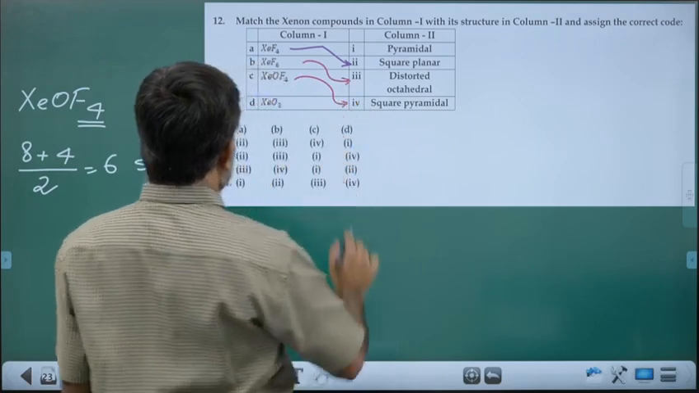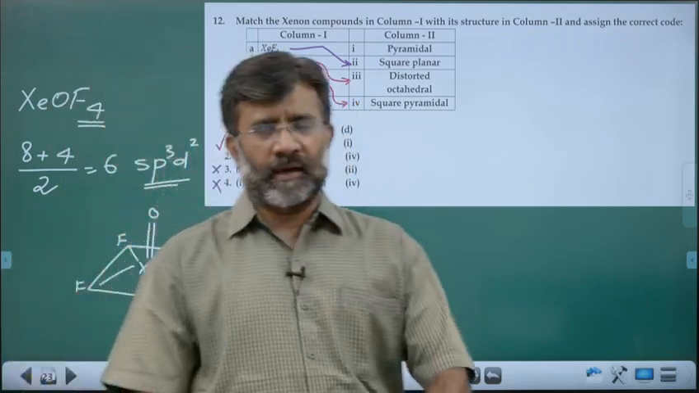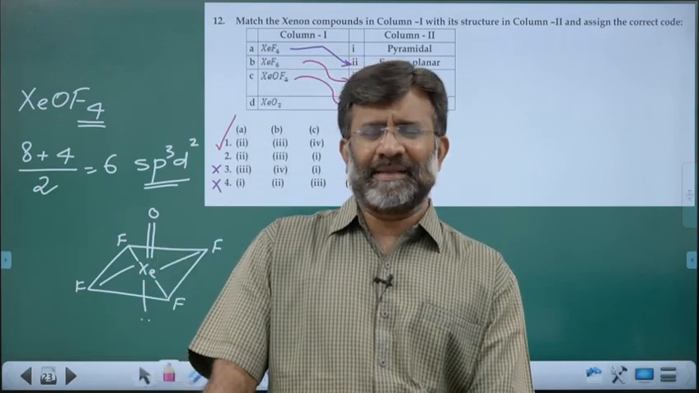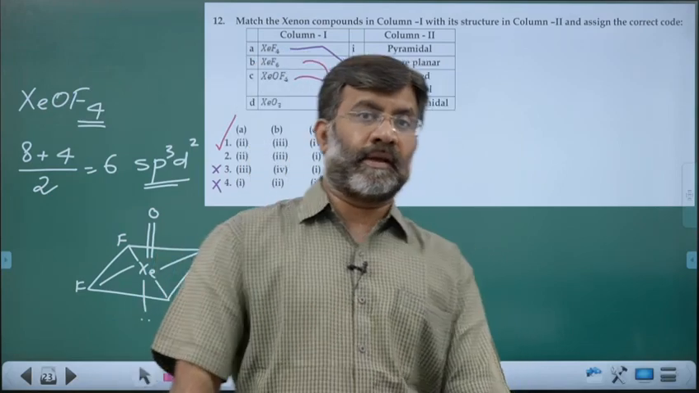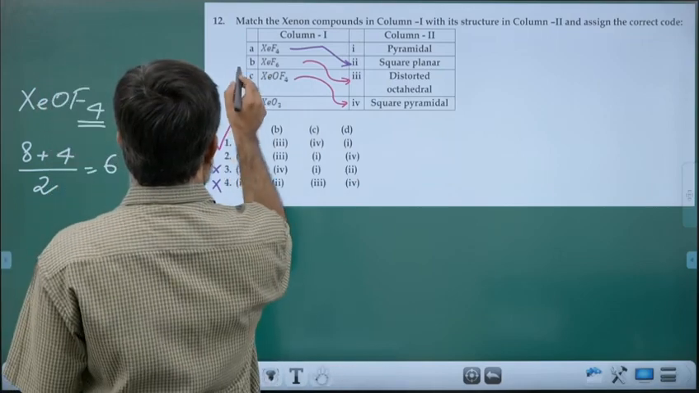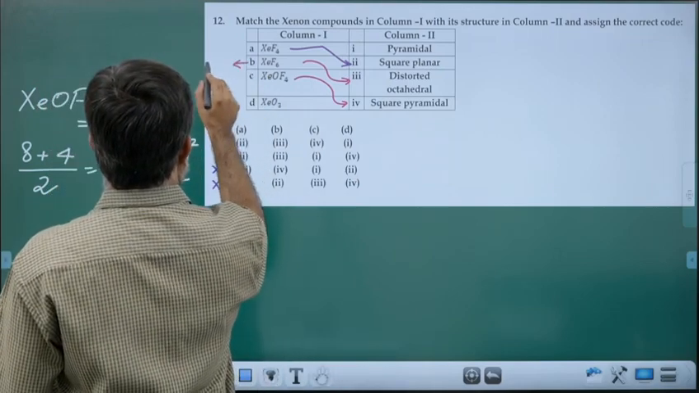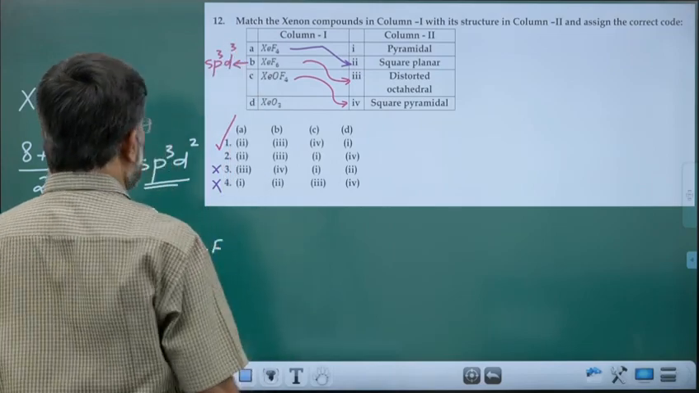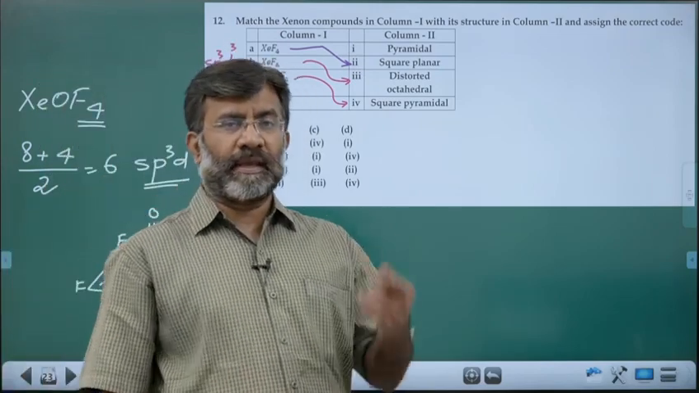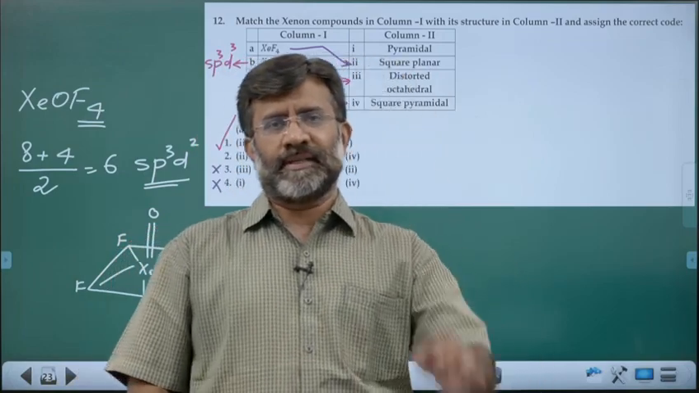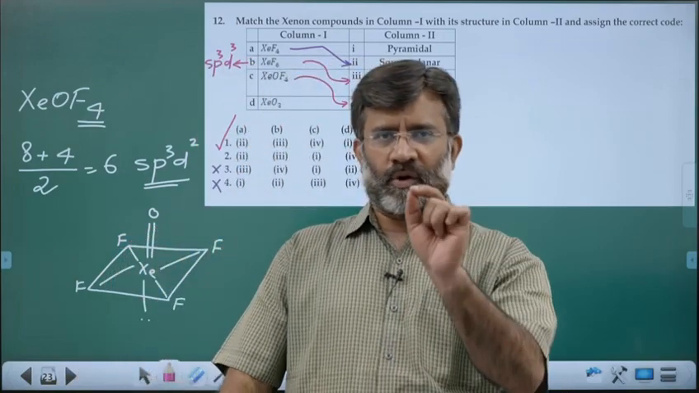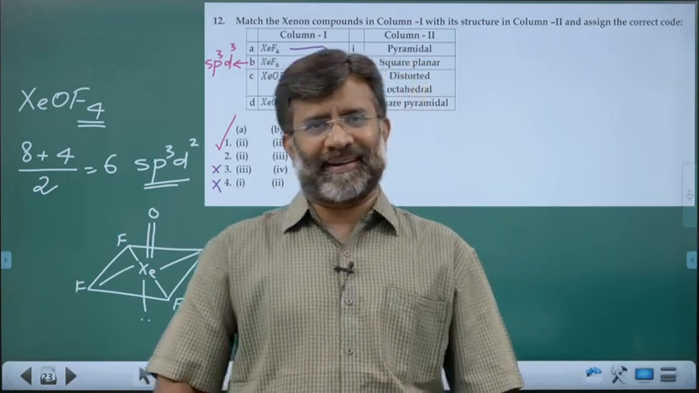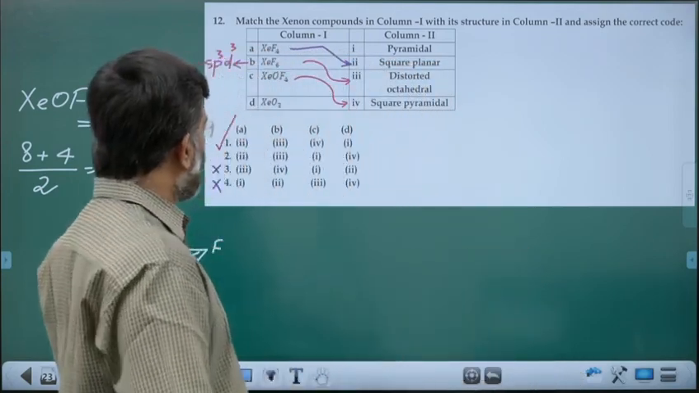Yes, XeF6: 8 valence electrons plus 6, how much? 14, it is 7. It will go for sp3d3 hybridization, and the molecule is AB6E type. Since there is a lone pair, it is not going to be regular octahedral, it is going to be distorted octahedral.